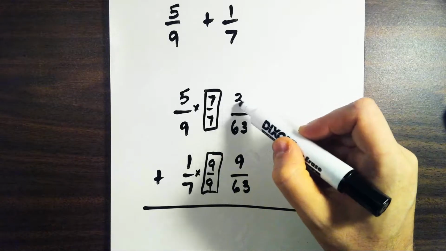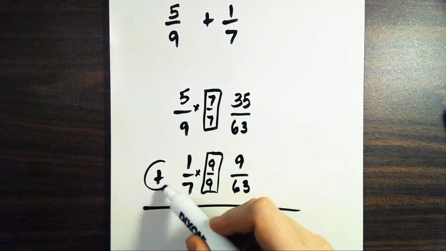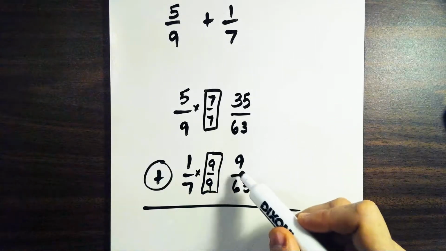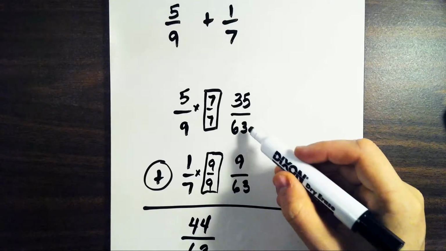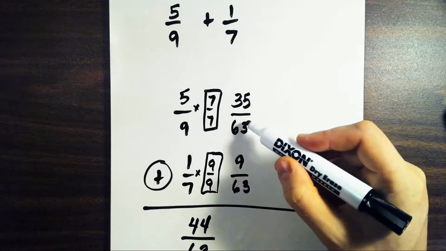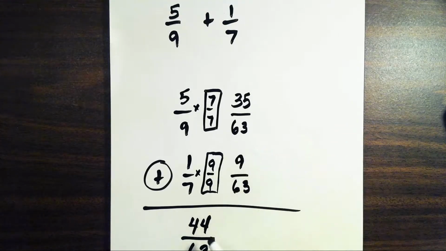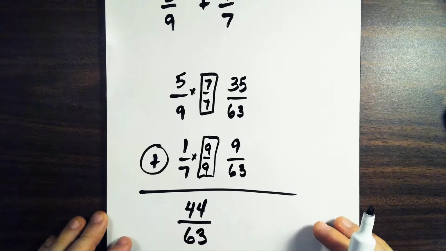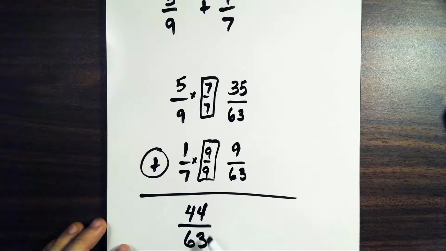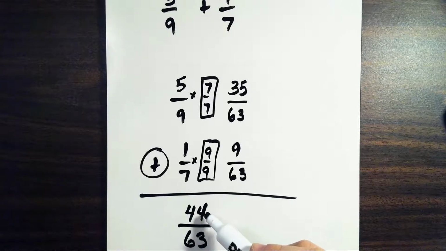5 times 7 is 35. I am adding, so 35 and 9 gives me 44. And my denominator is still 63 because that's what I'm talking about. My fraction's name is 63rds. So I have 44 over 63. This is the point where I will try to simplify if possible, but in this case, there are no common factors of 44 and 63.